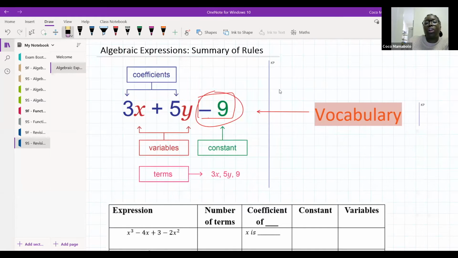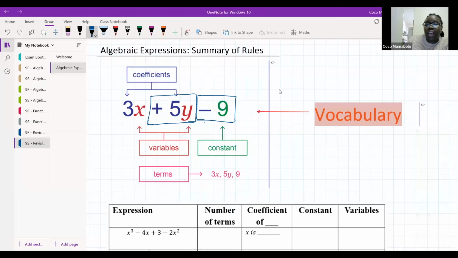Now, all the constants or all the terms that we have in an algebraic expression always go along with the sign in front of them. So this constant over here isn't actually 9. It's not just 9. The constant over here is -9. Okay, that is the constant. The constant is -9. And this term over here is positive 5y.